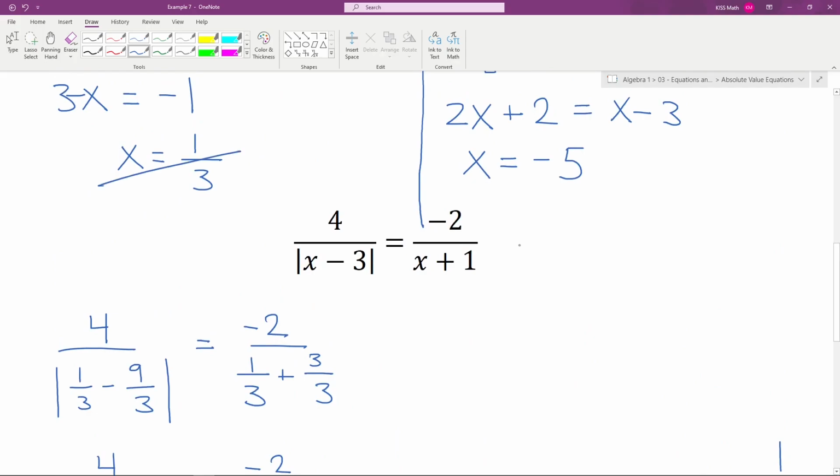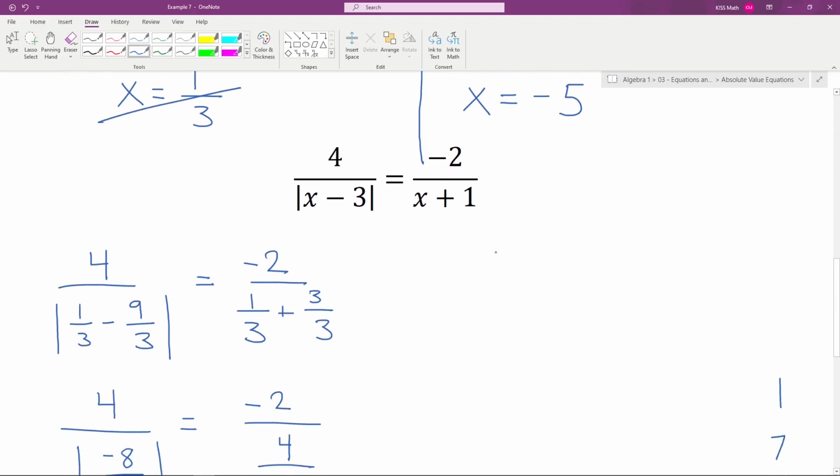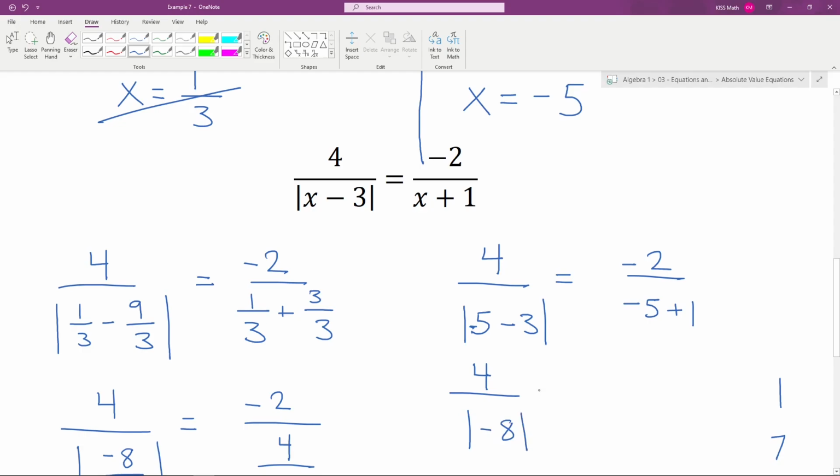How about the negative 5? We have to try that. So let's plug that one in. We have 4 over, negative 5 minus 3. That's supposed to equal negative 2 over negative 5 plus 1. And so we get 4 over absolute value of negative 8, right? Equals negative 2 over negative 4.